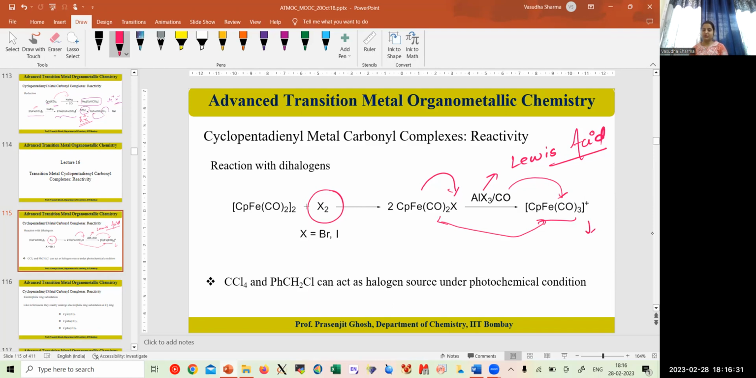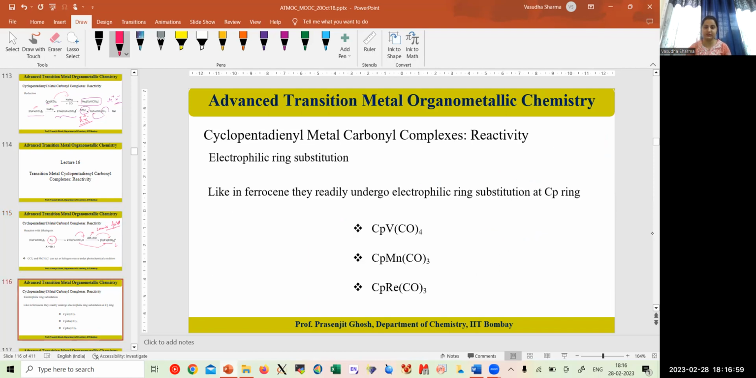For making a halogenated product, CCl4 or PhCH2Cl, which is benzyl chloride, is also a good halogen source under photochemical conditions. So they can act as a halogen source besides the dihalogens. If we use these, that will also give you a halogenated version. Why do we need this halogenated version? Because under certain conditions, it will give you a charged species which would further react to make the required complexes.